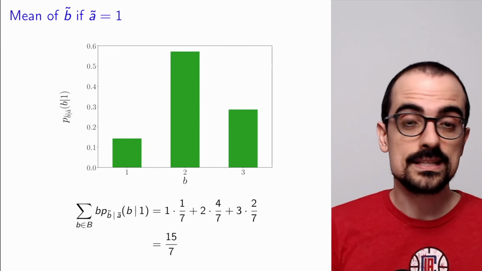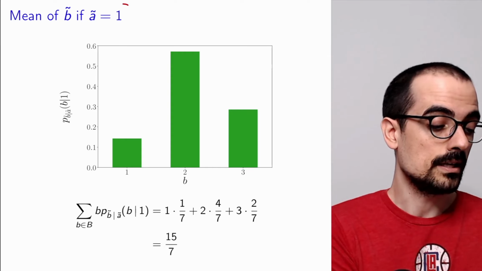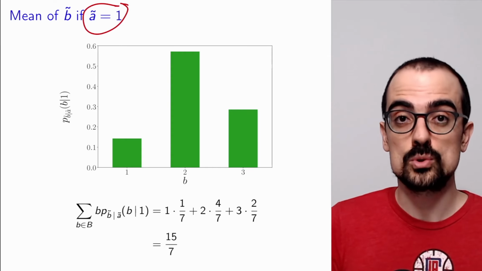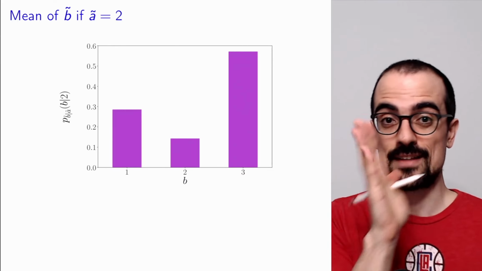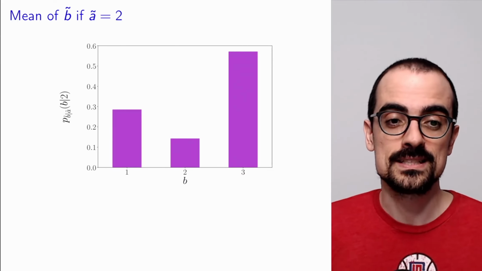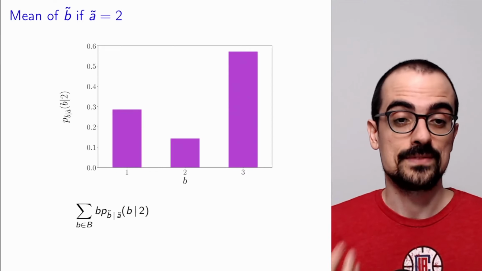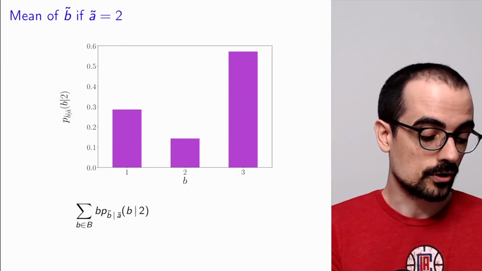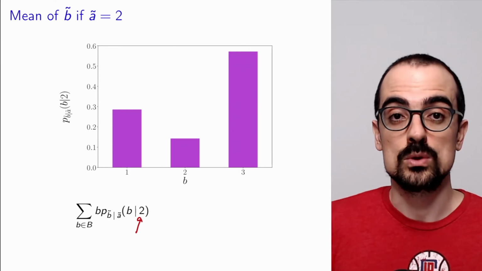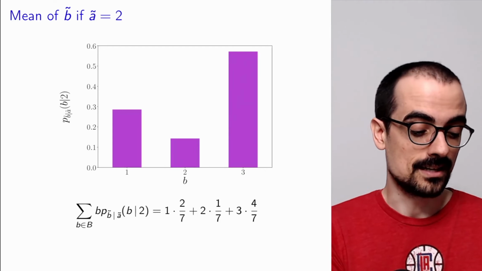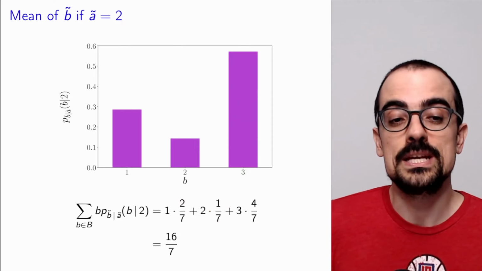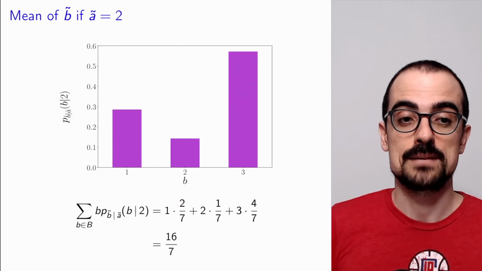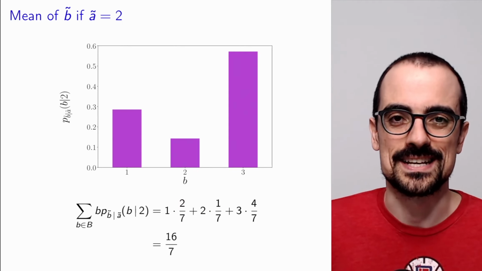Now we can repeat this when instead of A being equal to 1, it's equal to 2. Of course, the conditional distribution changes because we're taking another slice of the joint PMF. When we compute that weighted sum, now we're conditioning on A being equal to 2. So those probabilities are going to change. Since the probabilities change, the value of the conditional mean obviously also changes. It becomes slightly larger. Now it's 16 over 7.